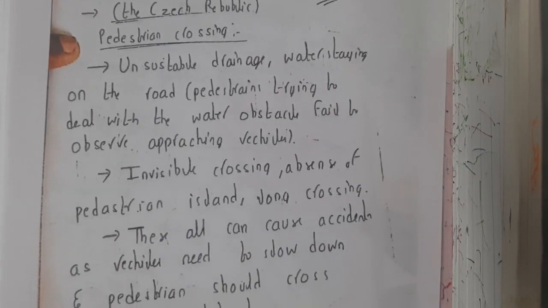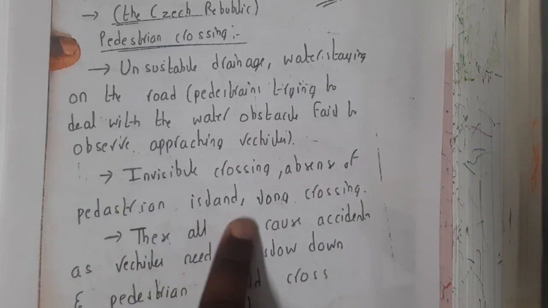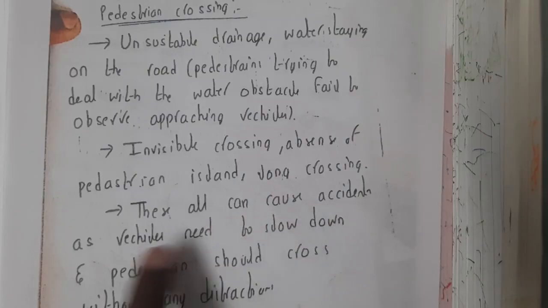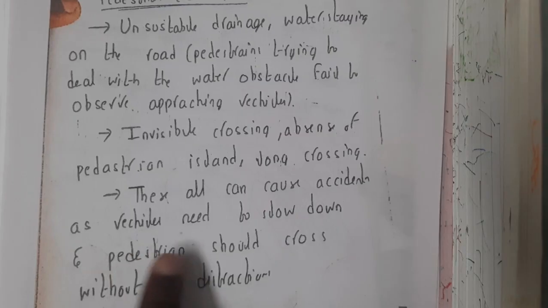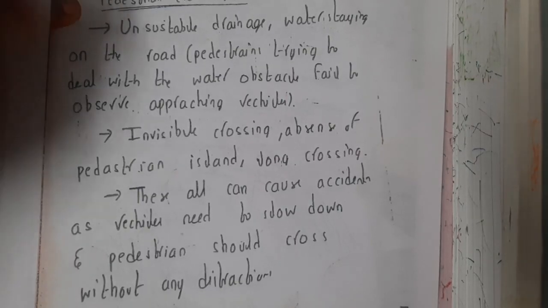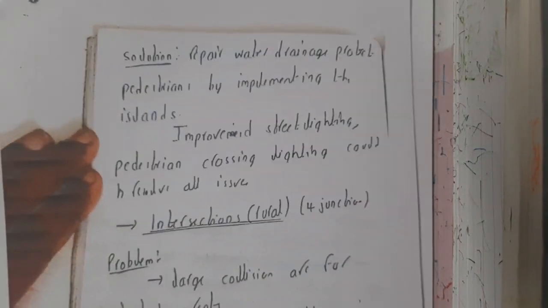Invisible crossing, absence of pedestrian islands, and long crossings can all cause accidents, as the vehicles need to slow down and pedestrians should cross without any distraction. Whenever we are walking on the streets, or when you're going to college and returning back, we use mobiles while we are walking also. That is not a good habit, guys.